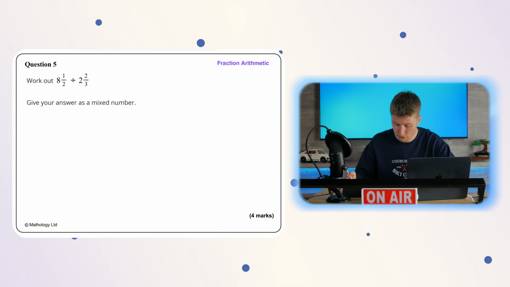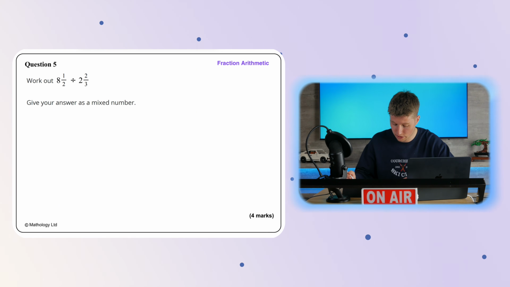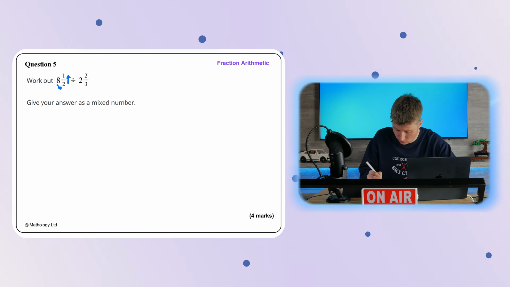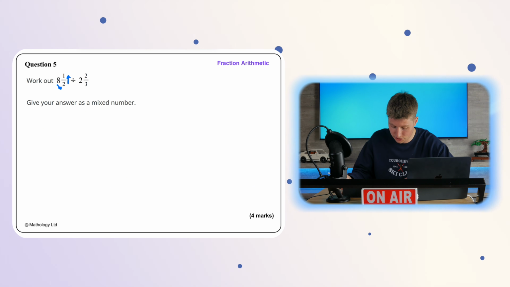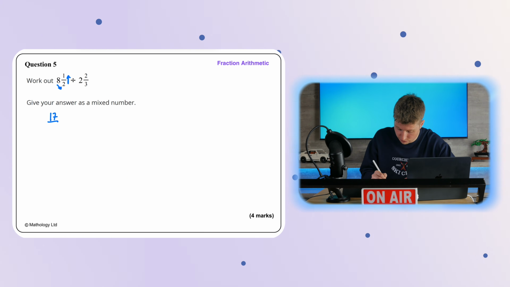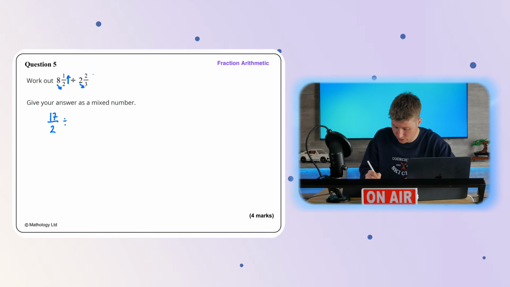Question 5 says work out 8.5 divided by 2 2/3. So to do this calculation, we're going to multiply 8 by the 2 and then add the 1 to turn this into an improper fraction. So 8 times 2 is 16 plus 1 is 17 over the original denominator of 2, divided by 2 times 3, which is 6, add 2 is 8 over the original denominator 3.